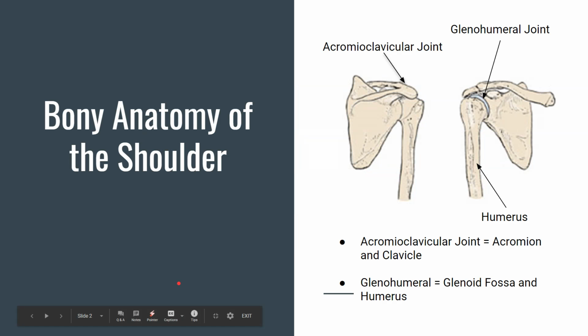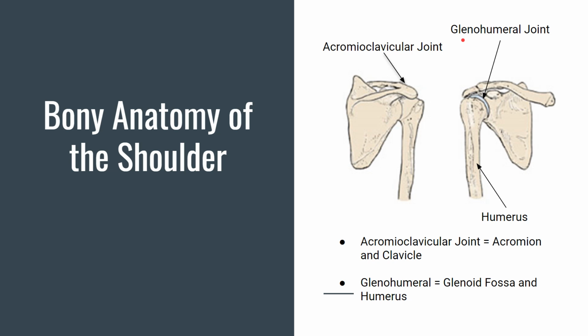So, looking at the bony anatomy of the shoulder, we're going to start with the acromioclavicular joint, which is a combination of the clavicle on the front of the shoulder and then the acromion bone, which is right here, which kind of protects the superior or the top of the shoulder. That's connected to the spine of the scapula, which again runs right into the scapula itself.